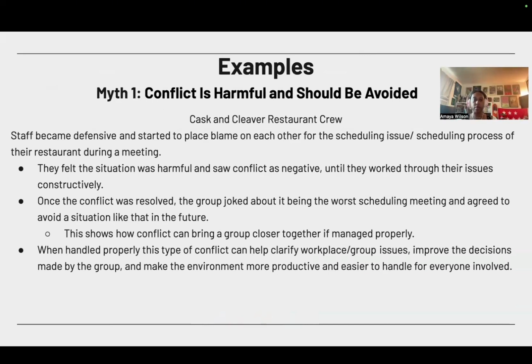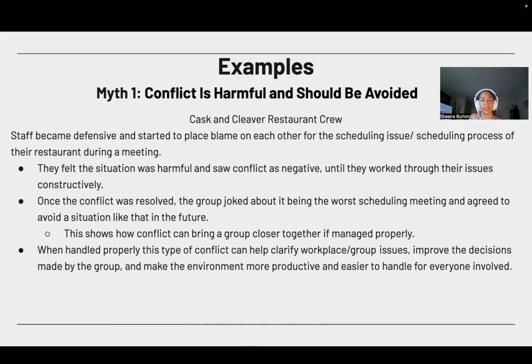Examples are myth one, conflict is harmful and should be avoided. Staff became defensive and started to place blame on each other for the scheduling issues, the scheduling process of the restaurant, during a meeting. They felt that the situation was harmful and saw conflict as negative until they worked through their issues constructively. Once the conflict was resolved, the group joked about it being the worst scheduling meeting and agreed to avoid a situation like that in the future.